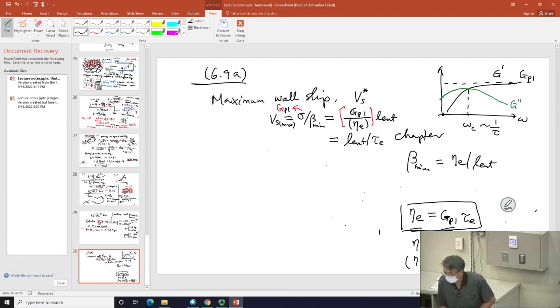With that, I think I'm over the formal part or the more abstract part of the discussion of wall slip. Now we can come to get some practical impression of what's going on. Any questions before I move on?